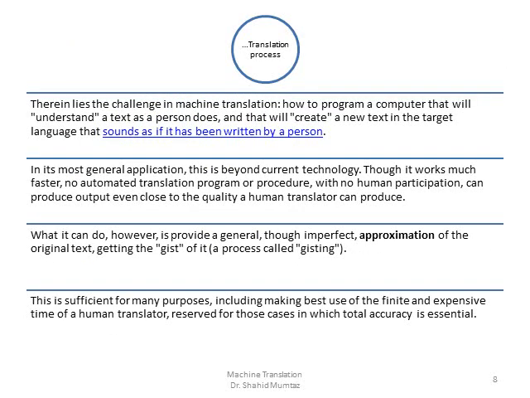Therein lies the challenge in machine translation. So that was the process of a human translator. Here the challenge for machine translation is how to program a computer that will understand a text as a person does. I mean, how can we make it? This is a challenge. How can we make a computer understand the text as a human does?